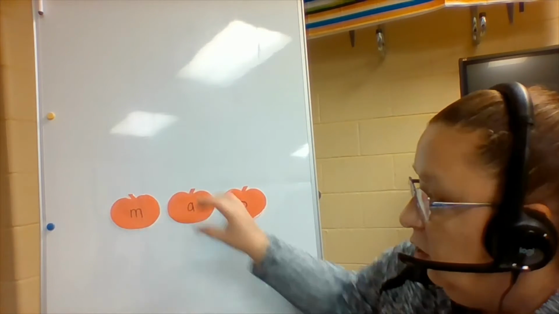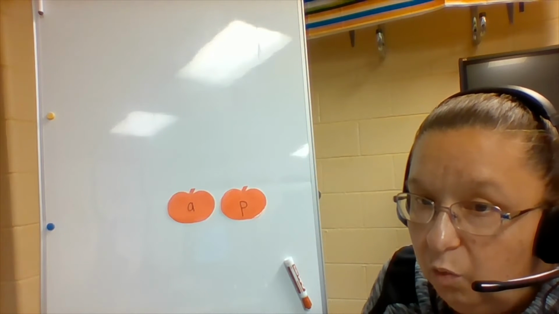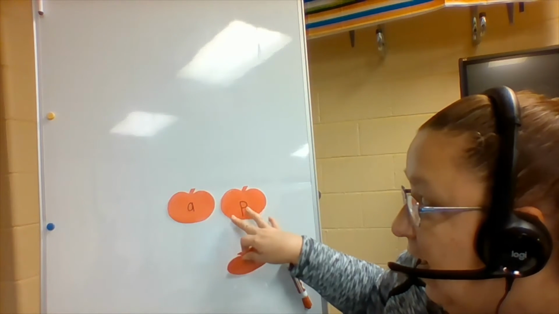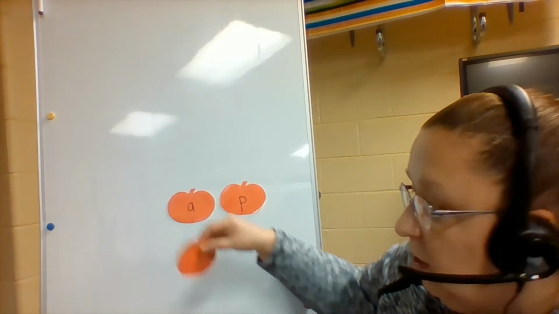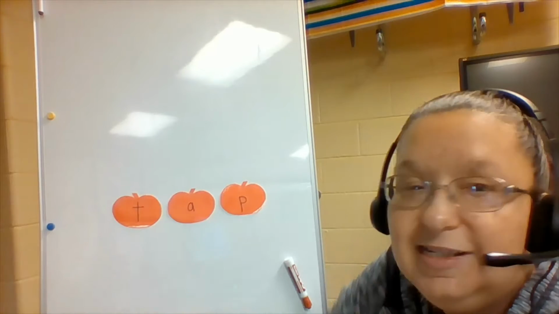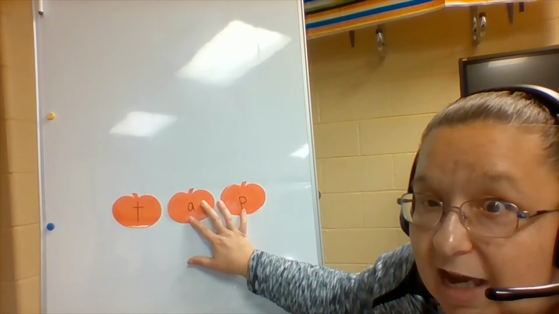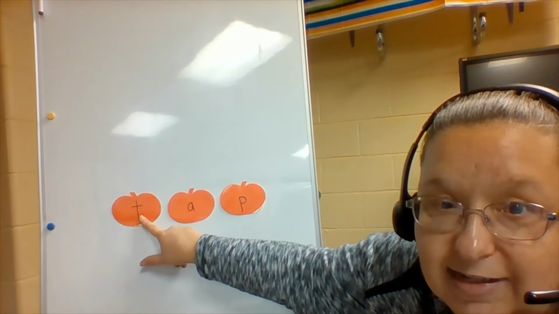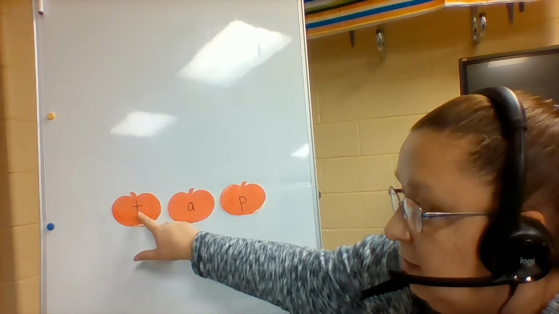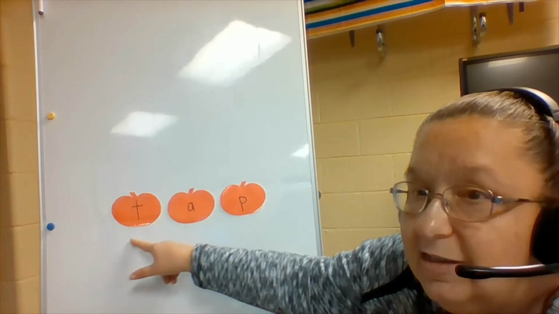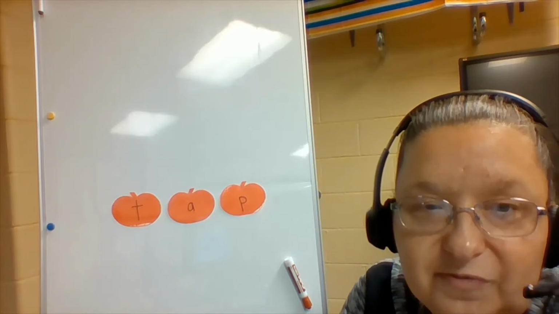Now, we're taking the M away. We have app, like app. Now we have app, and we're going to put the T at the beginning of that. So we have A and P, say app. Let's add that T sound. T, app, T, app, tap. Nice work on this part of the video.